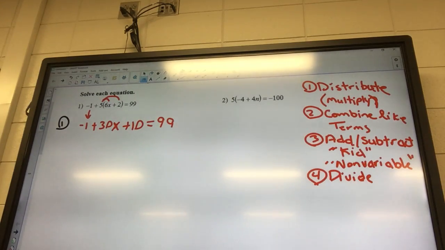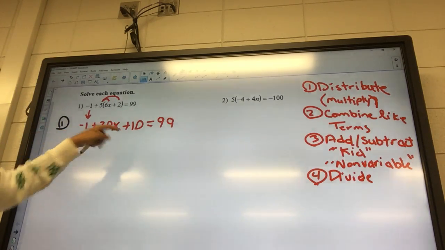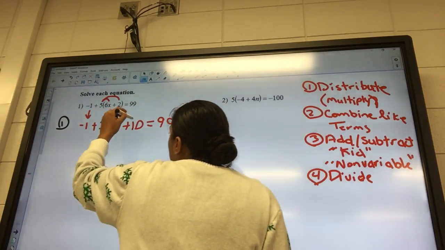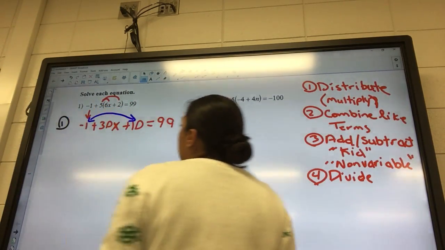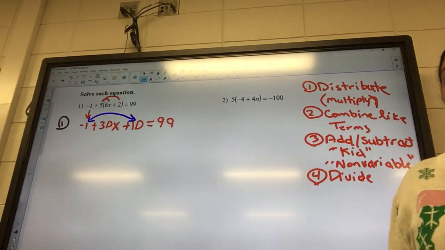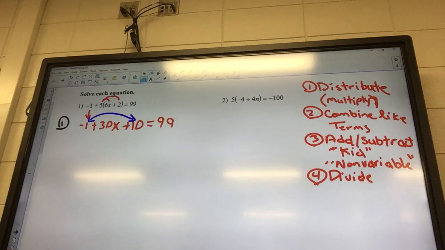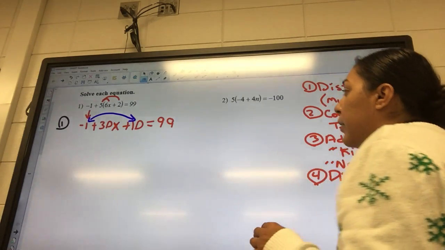Our step 2 is to combine. So we're going to combine our like terms. So we're going to look at here, and I got a 1. That's just a number. A 30x, that's a number with a letter. And a 10. So we can combine these two together because they do have the same last name. They're both just a number. So a minus 1 and a plus 10.